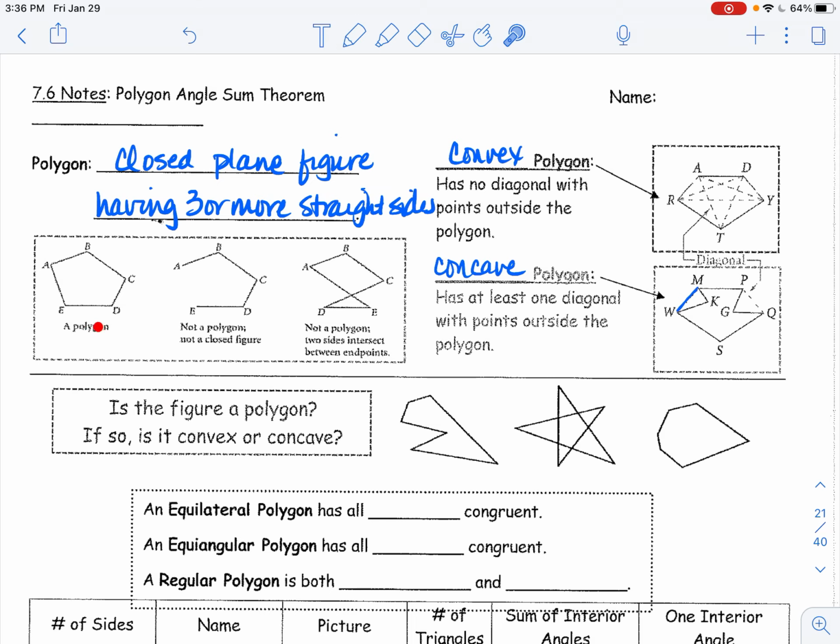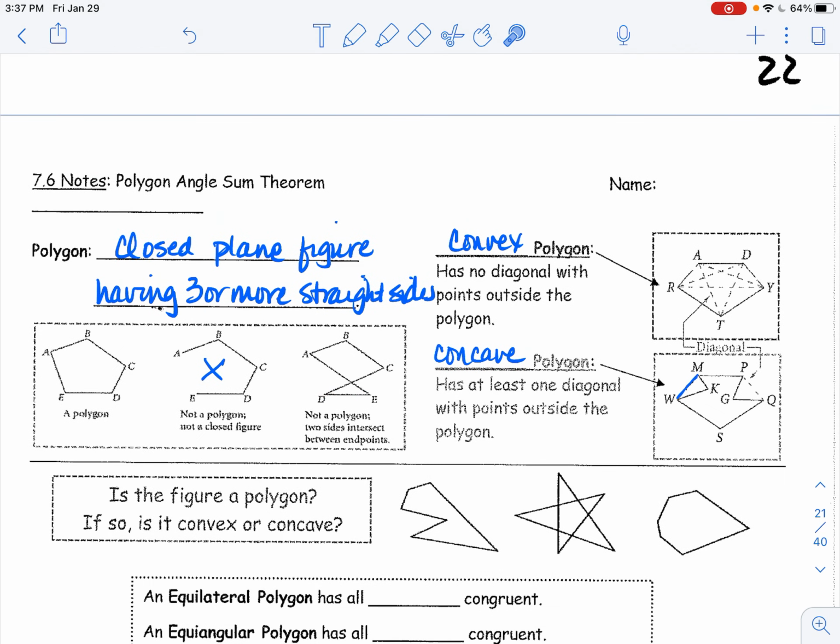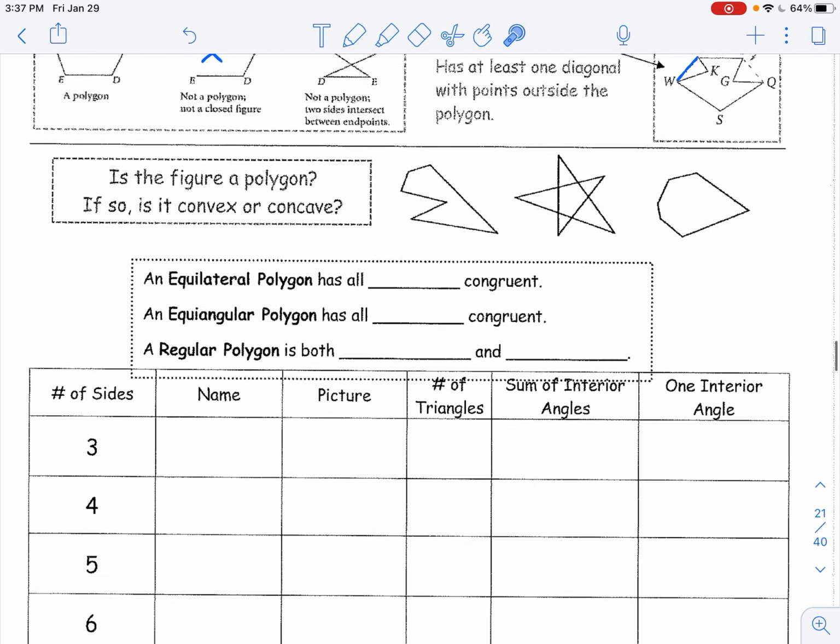So here are some examples. This is a polygon. It has 3 or more sides and it's closed. That means it's not open like this guy. This guy is not a polygon. And then having 3 or more straight sides, these sides are intersecting between endpoints on this one. So this is not a polygon either.